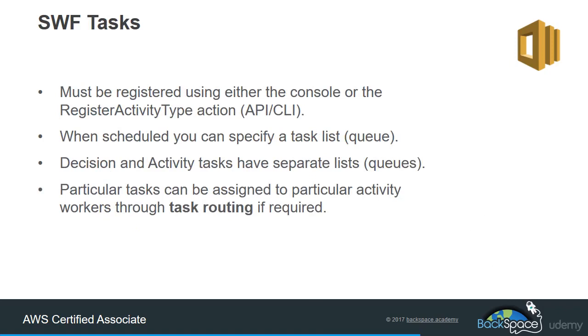Tasks must be registered using either the console or the register activity type action, which you can do through the API and CLI as well. When scheduled, you can specify a task list, which is basically a queue, and decision and activity tasks have separate lists or queues. Particular tasks can be assigned to particular activity workers if required through task routing.